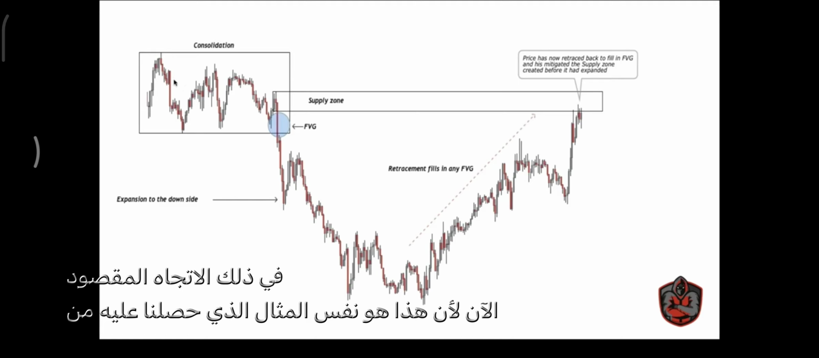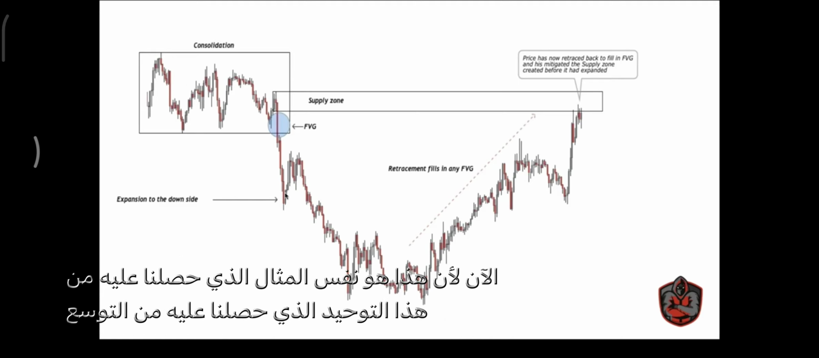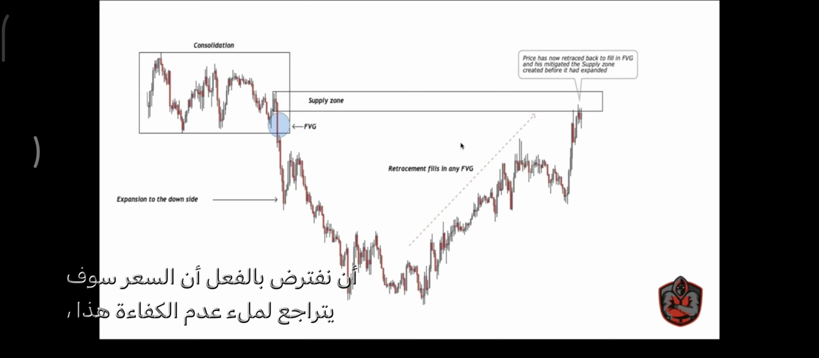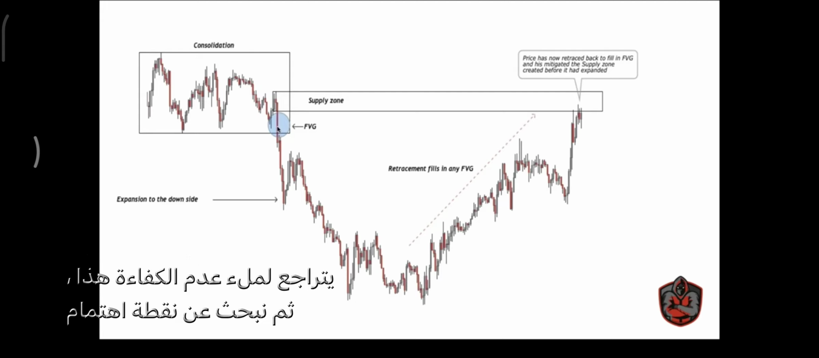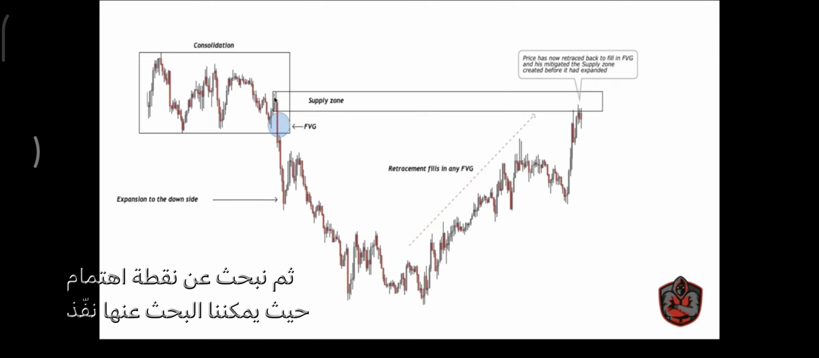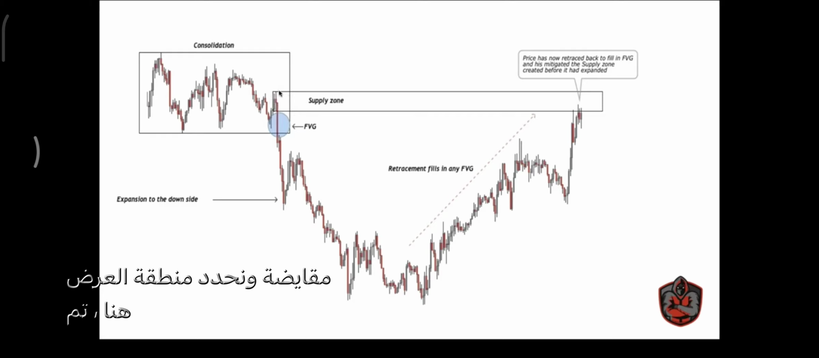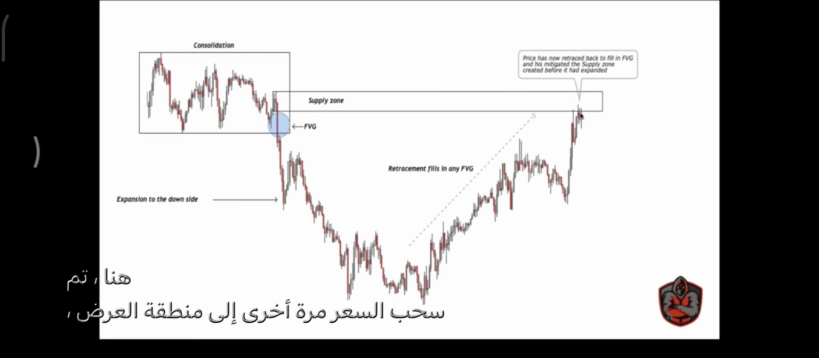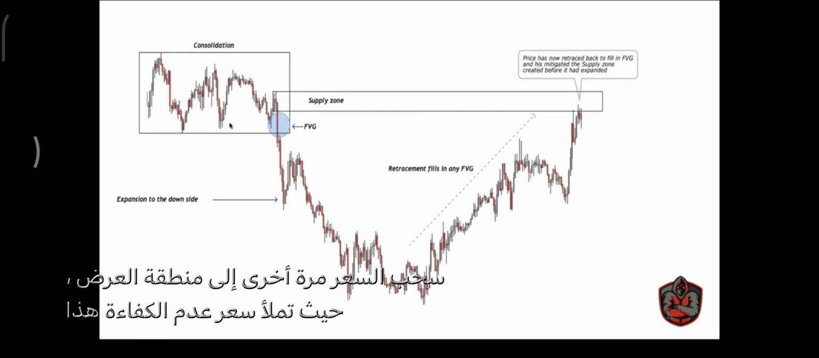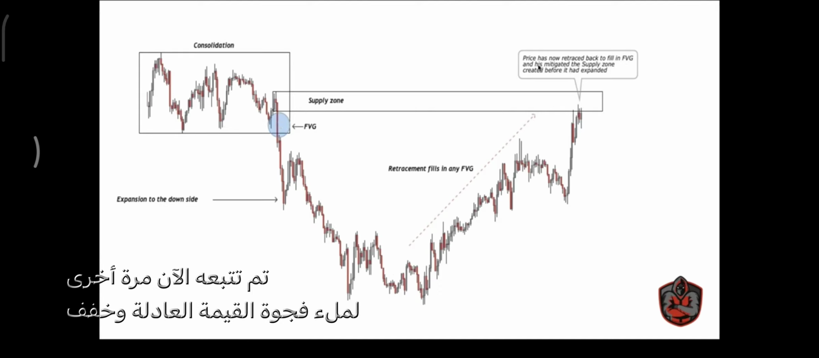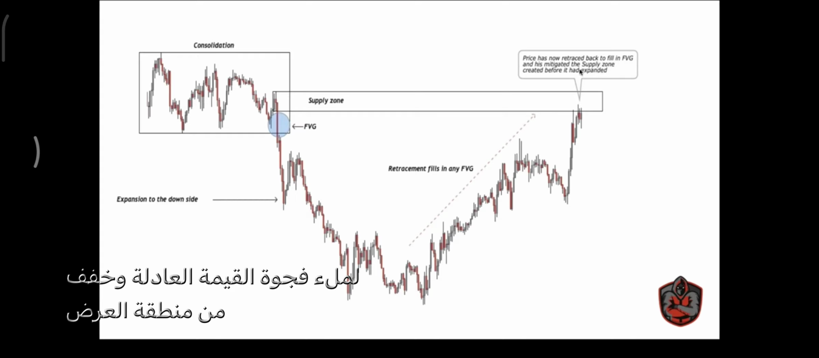Now this is the same example. We had that consolidation, we had that expansion. We identified that inefficiency, so we can already assume price is going to pull back to fill in that inefficiency. We then look for a point of interest where we can look to execute a trade, and we identify that supply zone right over here. Price pulled back to the supply zone, right? It fills in that inefficiency. Price has now retraced back to fill in that fair value gap and has mitigated the supply zone.